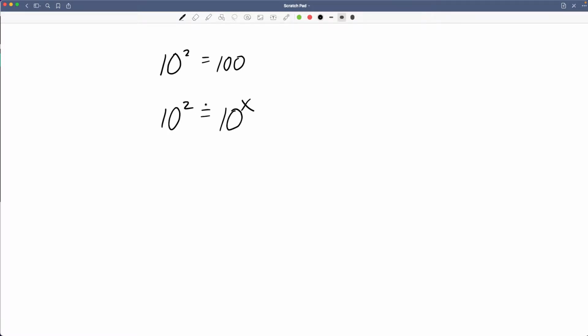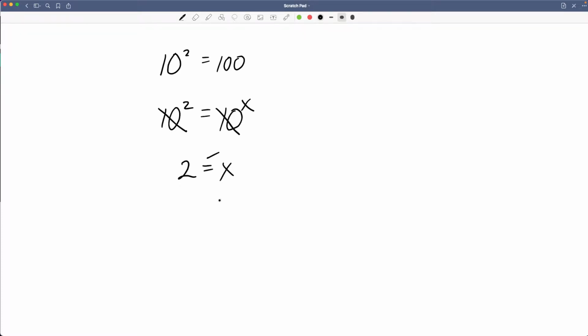And we know that x would have to be equal to 2, that we could drop the bases and say 2 is equal to x. And then that would still be a true statement, right? Because this would have to be the same thing. So we're going to use this theory and apply it to some more exponent type problems.